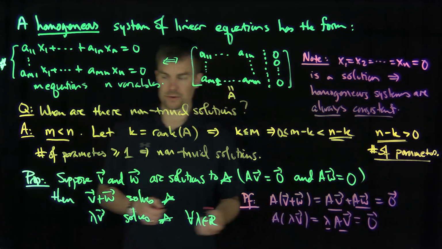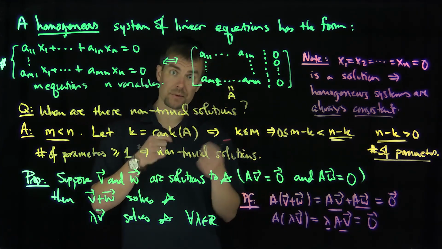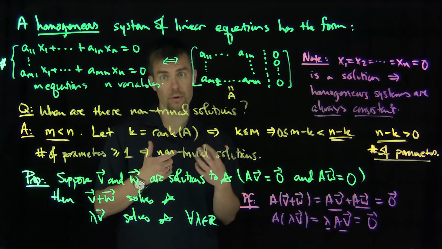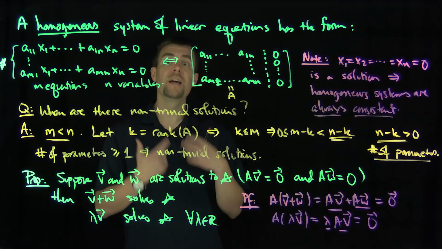And so what this shows is that the solutions to this system form what's known as a subspace, and we're going to see that that subspace is exactly what's called the null space or the kernel of this matrix A, and we'll discuss the kernel or the null space of the matrix A in further videos.